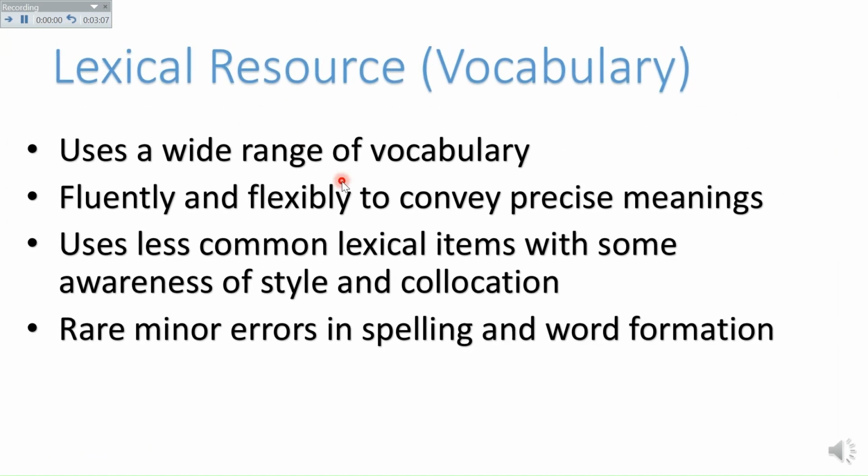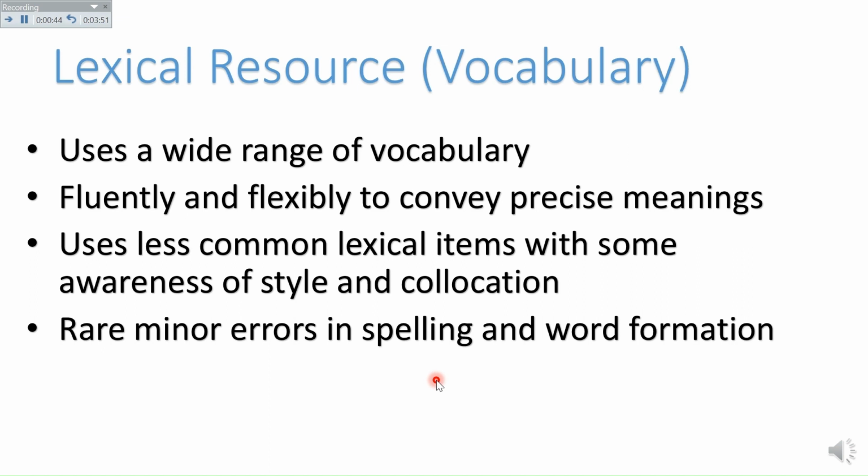Next one says lexical resource, which is vocabulary. You don't need really advanced vocabulary in IELTS, but at least you should know some synonyms so that you don't have to repeat one word again and again. It says use a wide range of vocabulary fluently and flexibly to convey precise meanings. Use less common lexical items with some awareness of style and collocation. Rare minor errors in spelling and word formation. So if you even have some rare errors in spelling and word formation, this is okay. You still can get band 9 in lexical resource even if you have minor errors in spelling and word formation. So that's good news for you.